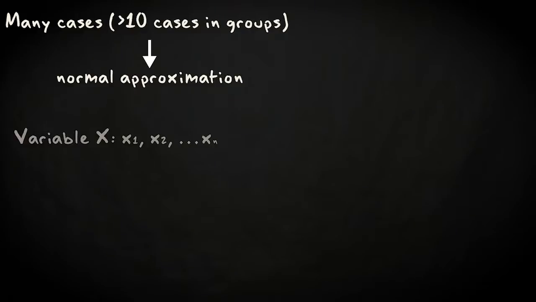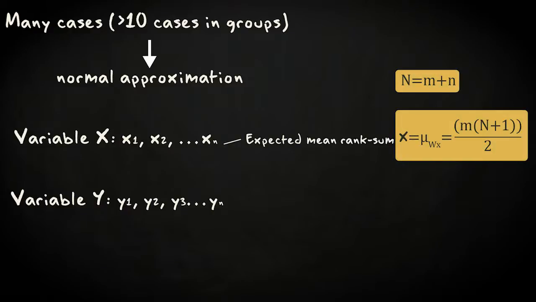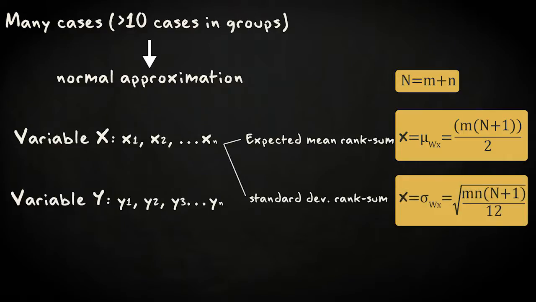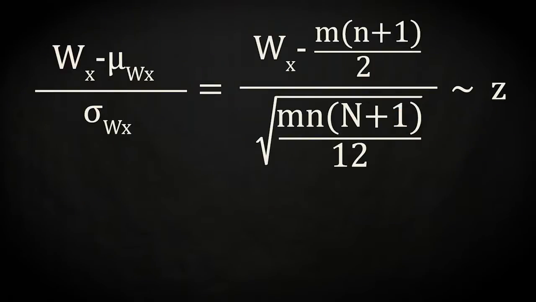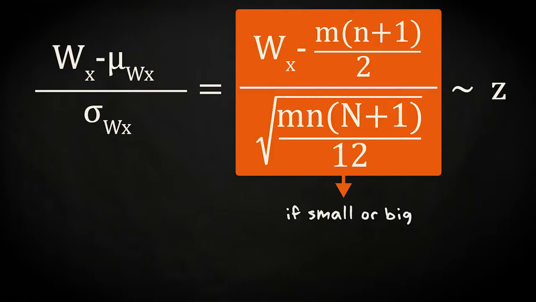If you have group sizes of m and n for variables x and y respectively, then the mean of the rank sum for x under the null hypothesis is given by this equation, and the standard deviation under the null hypothesis is given by this equation. You can then determine the difference of the observed rank sum and its significance with the z-test. If this z value is very small or very big, it would mean that the rank sums between the 2 variables are different and lead to rejection of the null hypothesis.